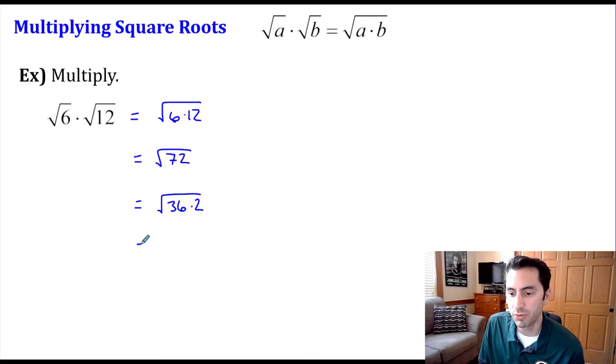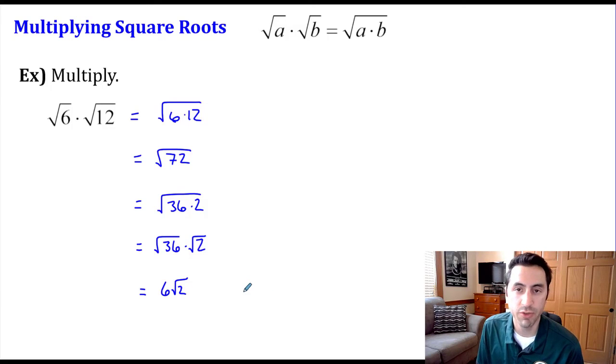And with our product rule, we can separate this into the square root of 36 times the square root of 2. And then to finish up, the square root of 36 simplifies to 6. And the square root of 2 is just going to stay the same. So those are the two main uses for the product rule. We can simplify radicals with it, or we can multiply two square roots together.